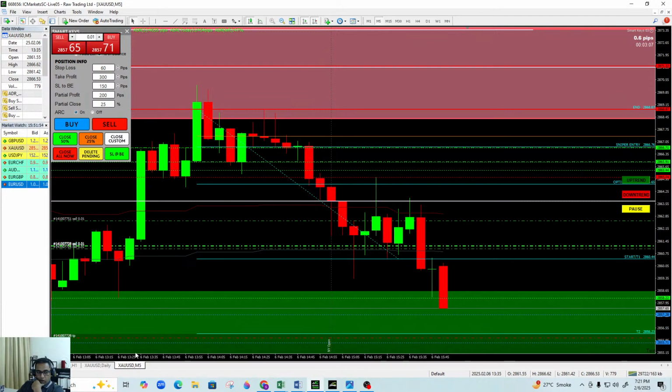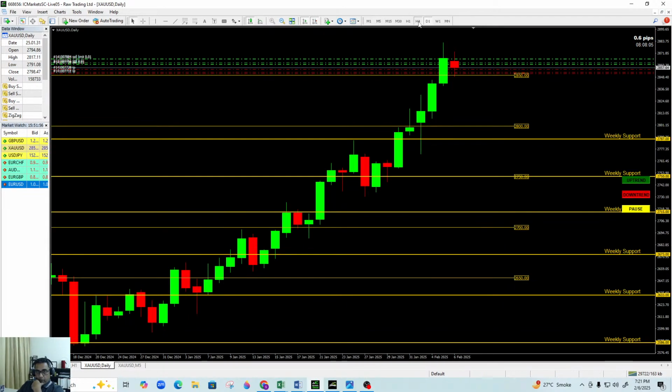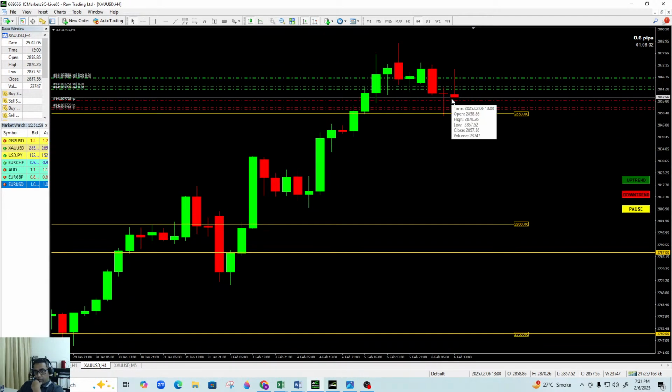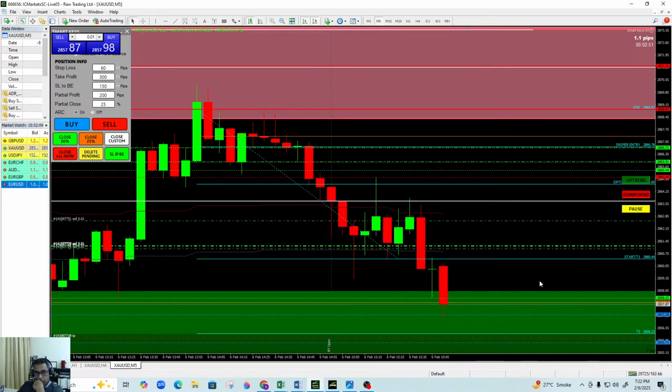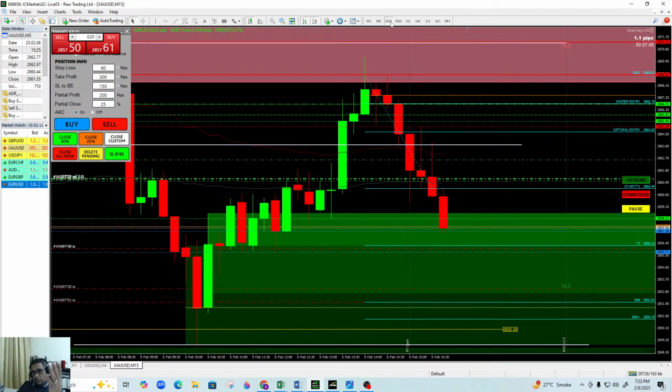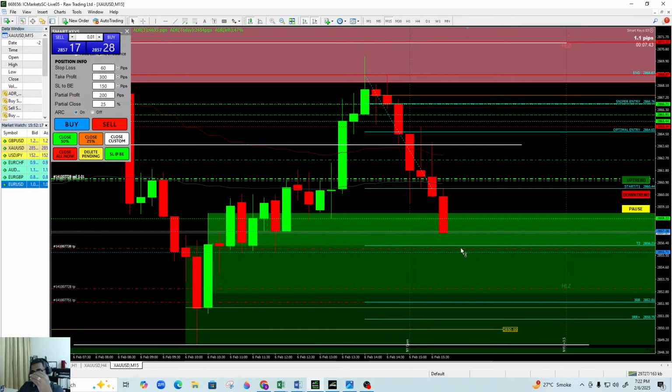Now we've broken the 4-hour low. So on the 4-hour time frame, we've turned bearish and we've broken the current 4-hour low, creating a new low, right? So in terms of what's happening, in the NY session, we're creating a new low, right? Let's see if we can.